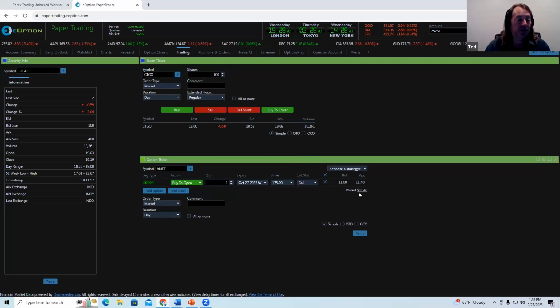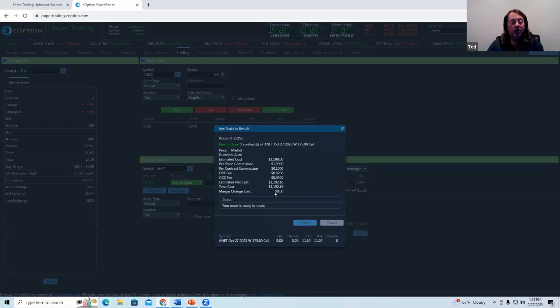Okay, so for this stock here, now this is something you have to think about. How much does it cost for this one? Now, this is an expensive one. So it's $11.40. So for 1 month out, volatility is high. This is almost $1,200 to put the position on. So we're going to cancel this one, okay?